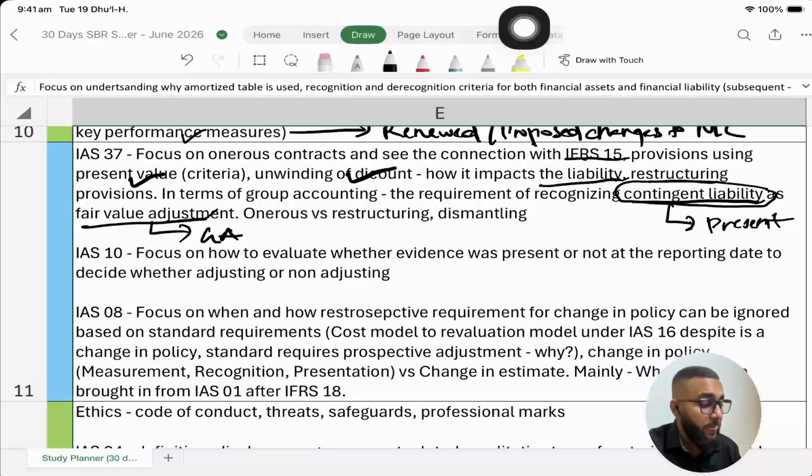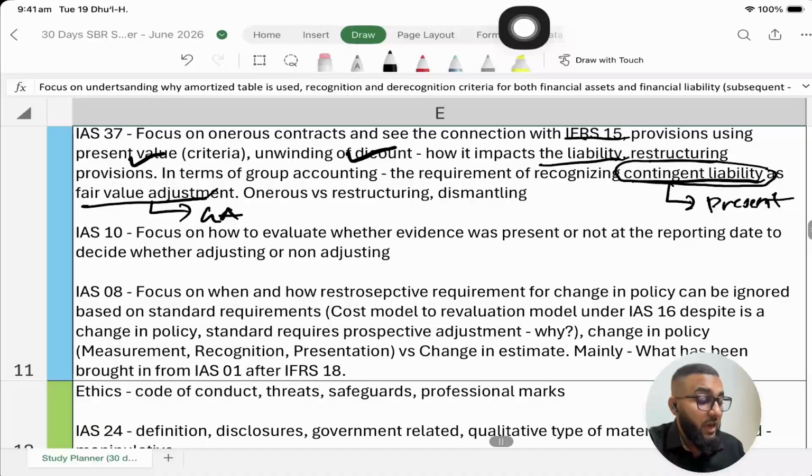Then IAS 10, focus on how to evaluate whether evidence was present or not at the reporting date, right? This standard is dependent on the evidence. Whether there was evidence present on the reporting date, and depending on the evidence being present, you would be deciding whether it's adjusting or non-adjusting.